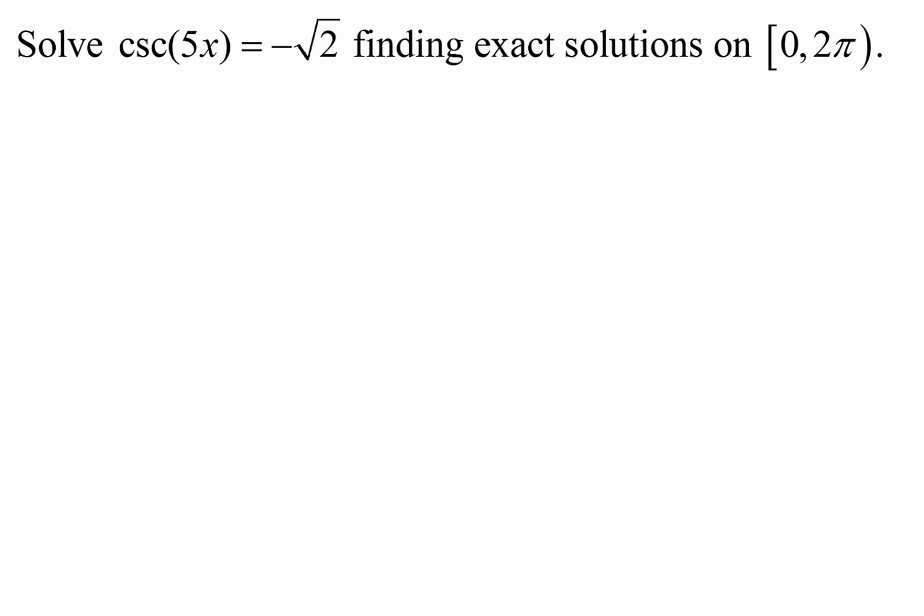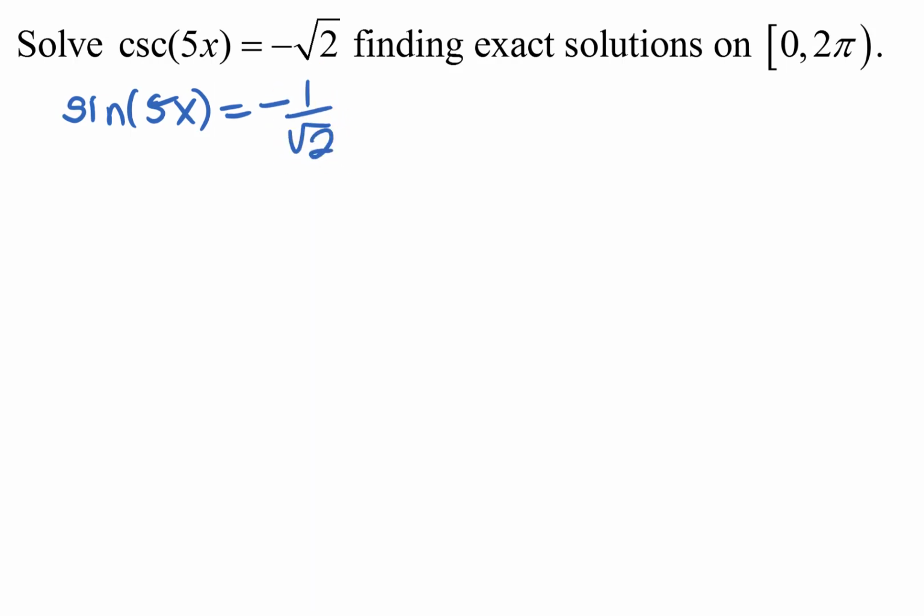We want to solve cosecant of 5x equal negative square root of 2, finding exact solutions on the interval from 0 to 2 pi. Well, I know exact values on the unit circle for sines and cosines, so I'm going to take the reciprocal of both sides of this equation. 1 over cosecant 5x would be sine of 5x, and that's going to equal the reciprocal here, which is going to be 1 over square root 2 with a negative on it there.